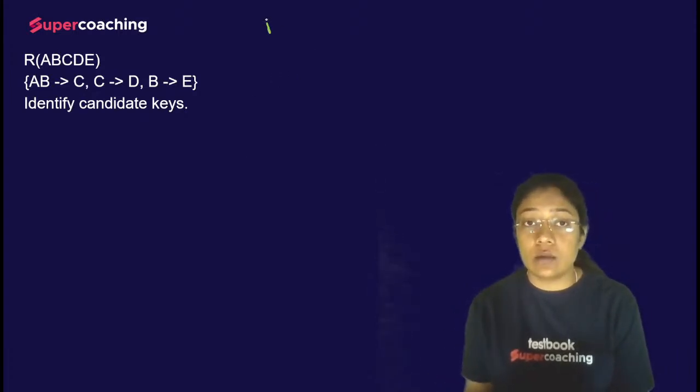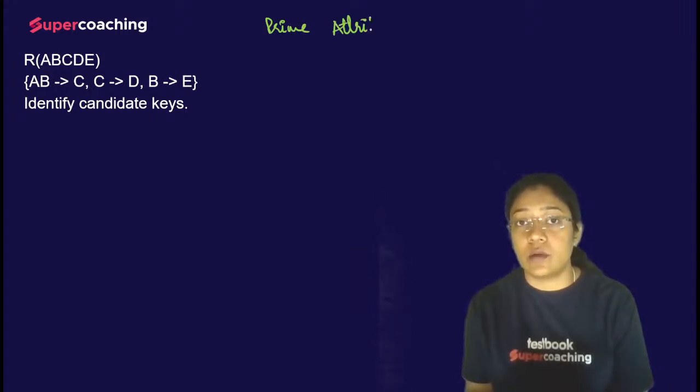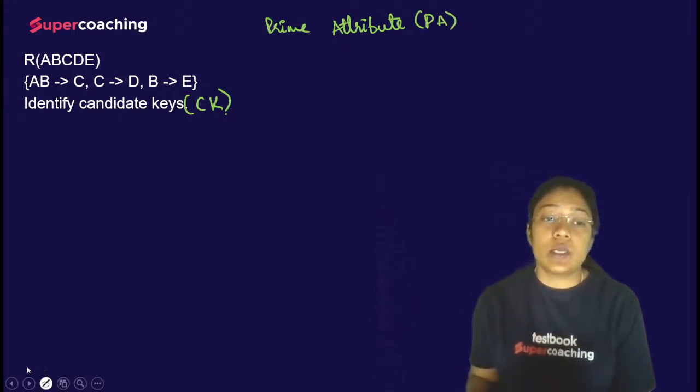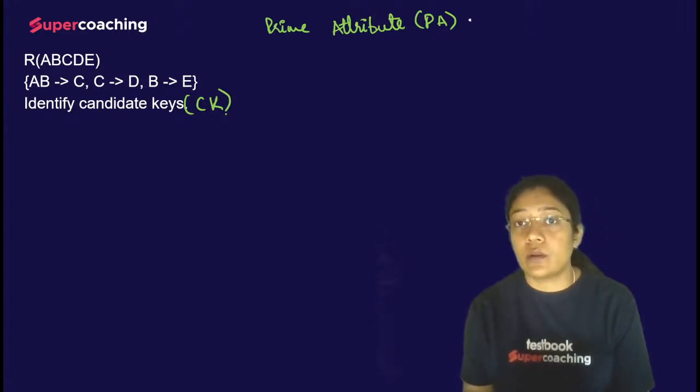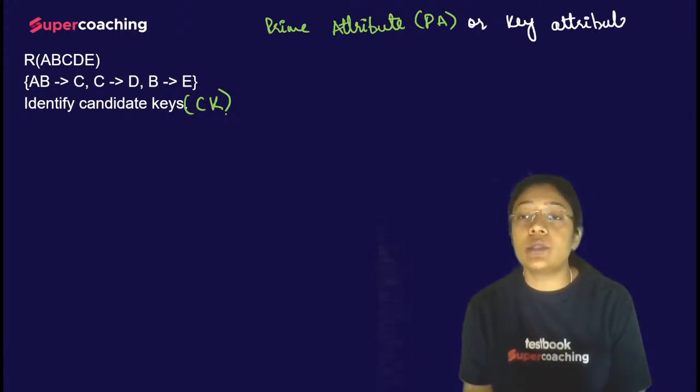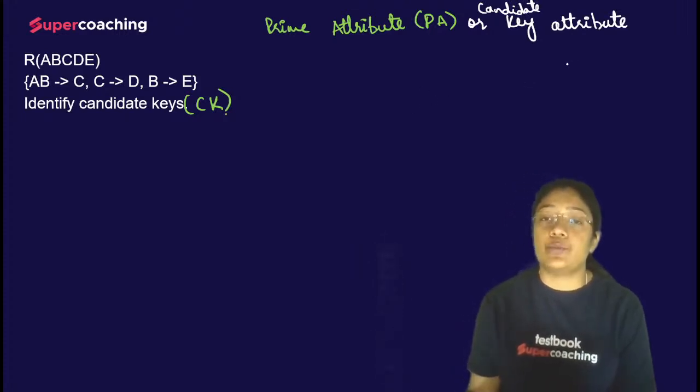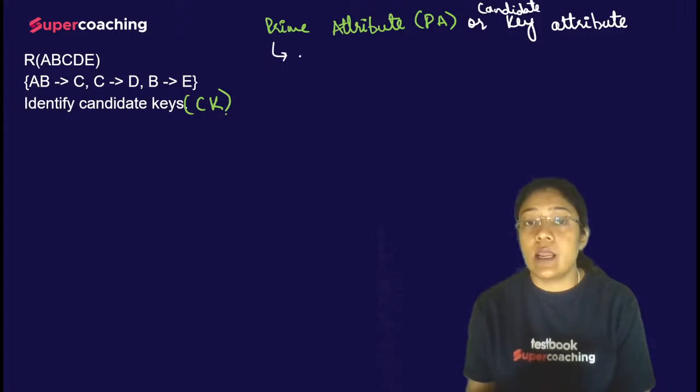I'll be using here the terms prime attribute, candidate key को shorthand में I'll be writing this as CK, prime attribute को I'll be writing this as PA. So prime attribute is also known as the key attribute. By default key का मतलब क्या है? We are referring to the candidate key. Okay, candidate key attribute.